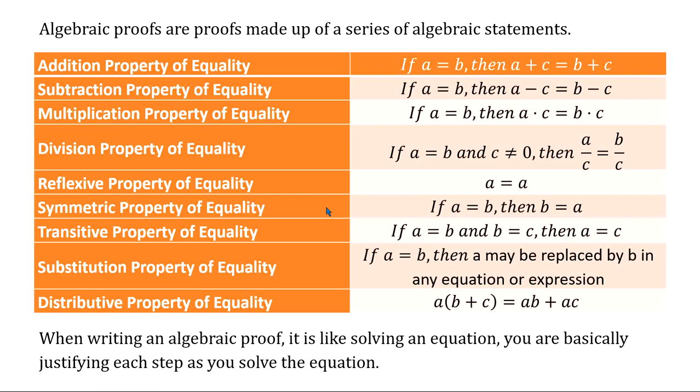And the last one everybody knows is the distributive property: A times, in parentheses, B plus C equals A times B plus A times C. That's probably the most well-known property in algebra. So like I say, when we're writing an algebraic proof, it's like solving the equation and then we're just telling every step of what we did.